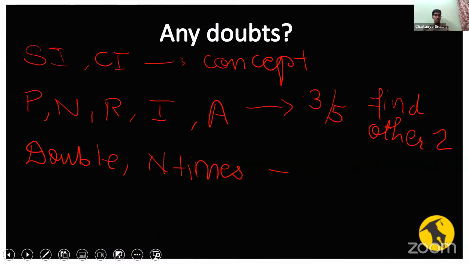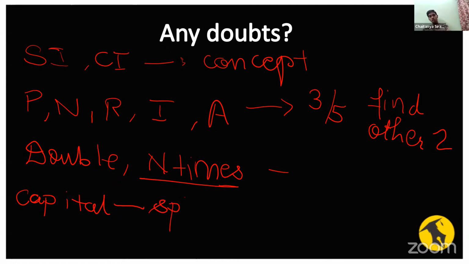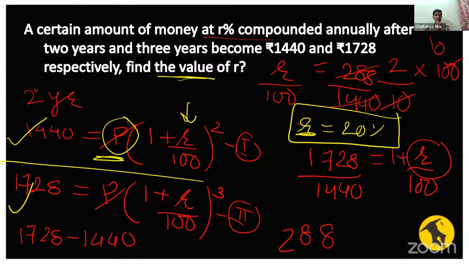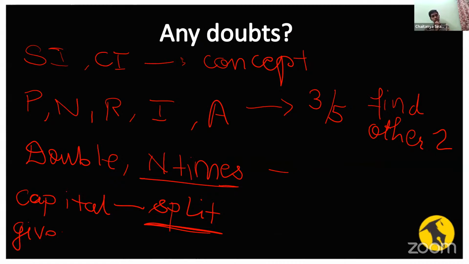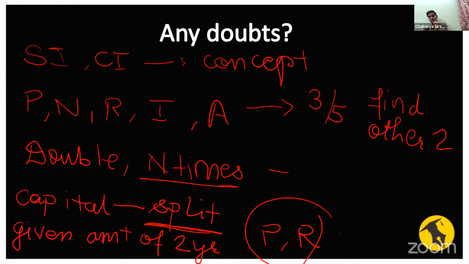So we did that kind of questions where it becomes double or n times. We also did where you have some capital and you split it between two or more investment opportunities, like we split in A and B. And what else we did? Yeah, this type of questions where you have given amount of 2 years, and then you are asked for any value, let's say principal or rate of interest. They can't ask you number of years since it's given. Rate of interest, yeah, these two can be asked.